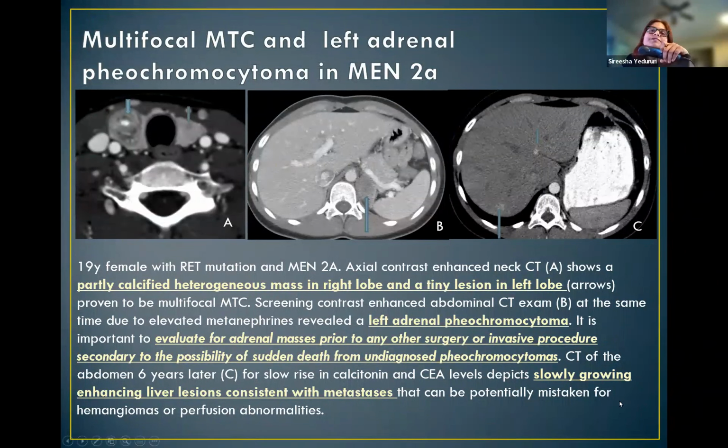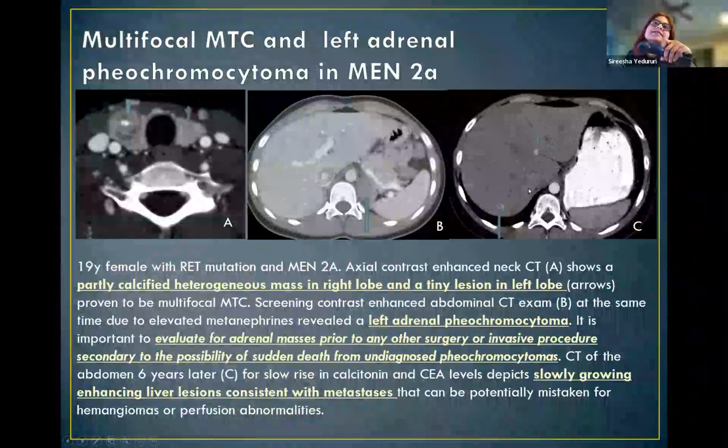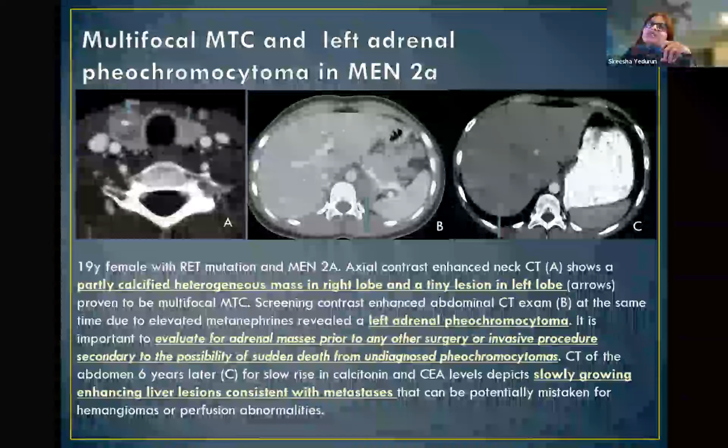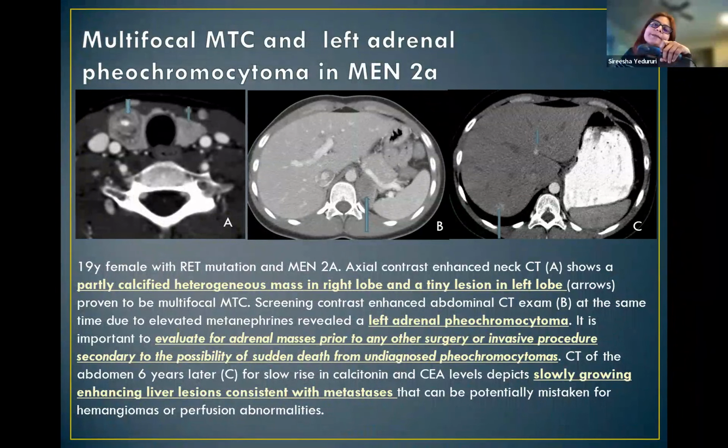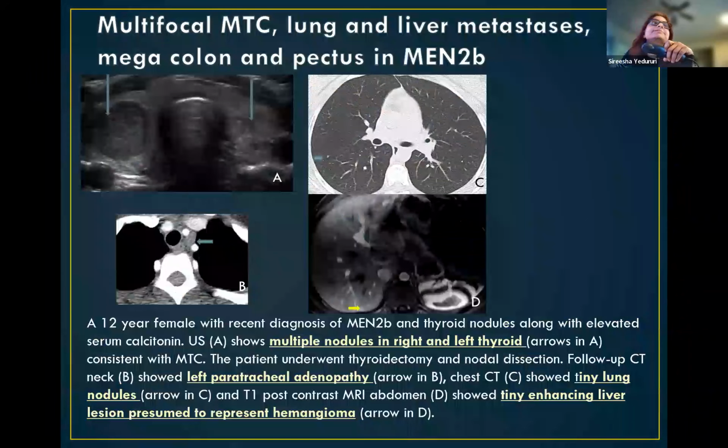Again, in these patients, liver metastases are very common, and they can also calcify. This is a CT about 6 years later, because this patient is showing a slow rise in serum calcitonin and CEA levels. There are liver lesions here. You can see faintly enhancing lesions. I've seen several times these faintly enhancing lesions mistaken for hemangiomas, because they do show arterial enhancement. They may or may not be seen early on the other phases. So they were called hemangiomas in several patients.